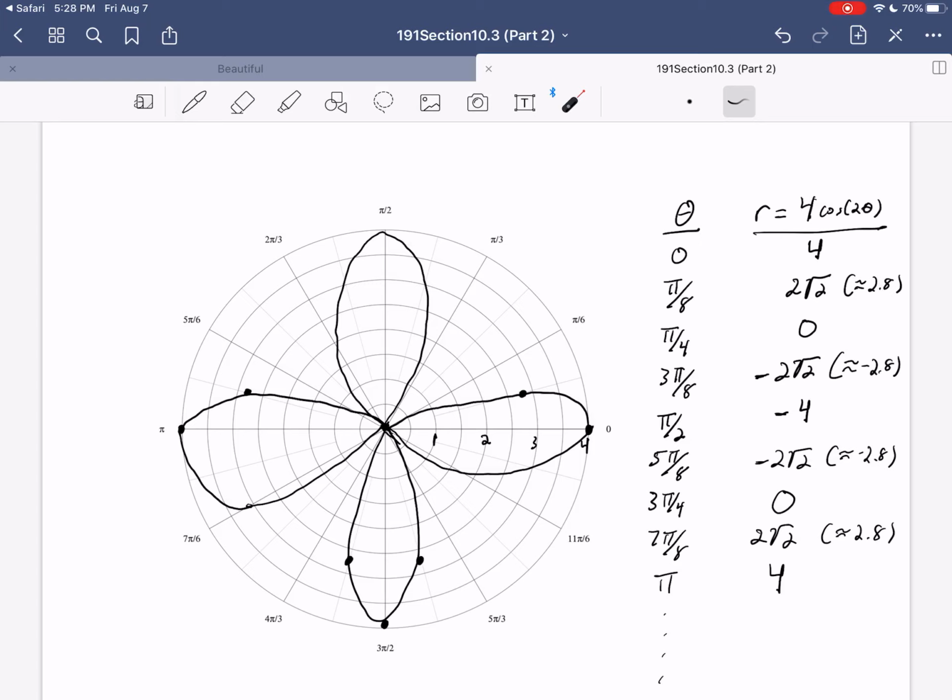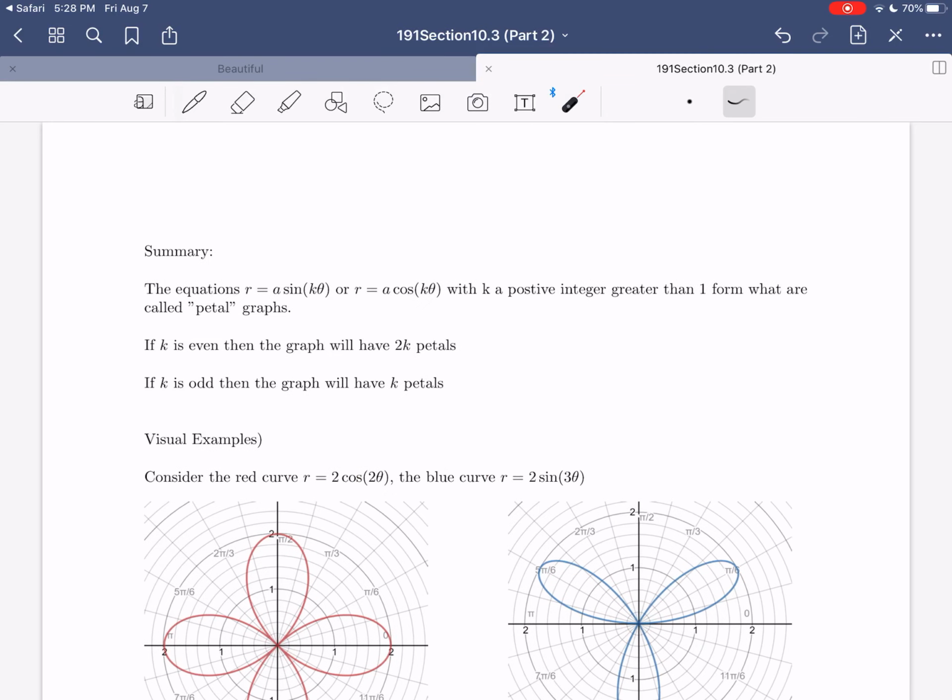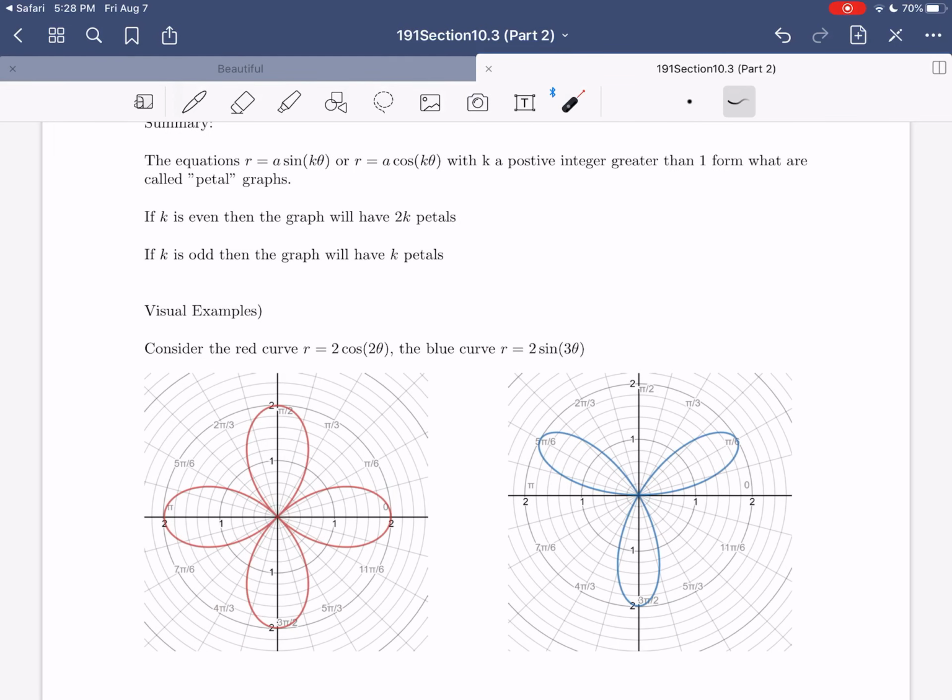So let's go ahead and talk about that real quick for our summary of this 3rd family of polar curves here. Anytime you see things like a sine k theta or a cosine k theta, where that k inside is a positive integer greater than 1, so something like 2, 3, 4, 5, these are what are called petal graphs. If that k is even, so like 2 or 4 or 6, then the graph will have 2k petals, so it'll have twice as many as k petals. If that k is odd, then the graph will have exactly k petals.